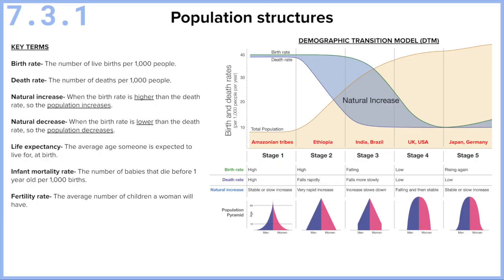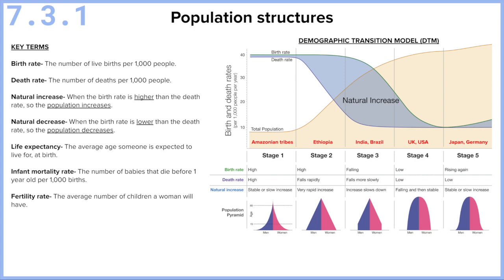A population structure is looking at how the population of an area is set up. So what are the male and female numbers, and how many people are in different age ranges. It also considers how many people are being born and how many people are dying.